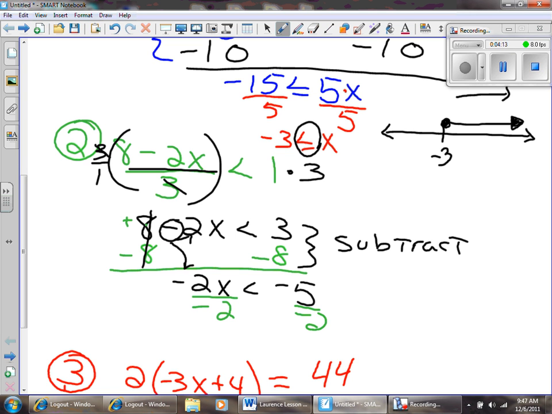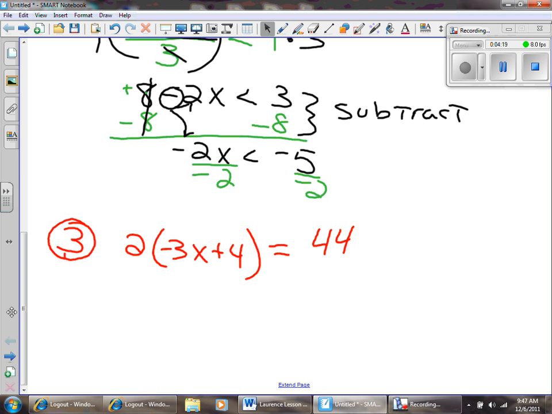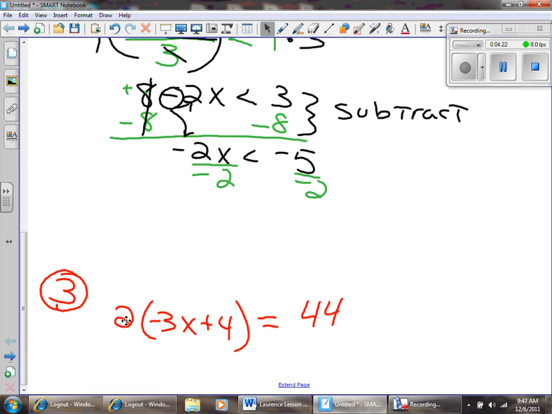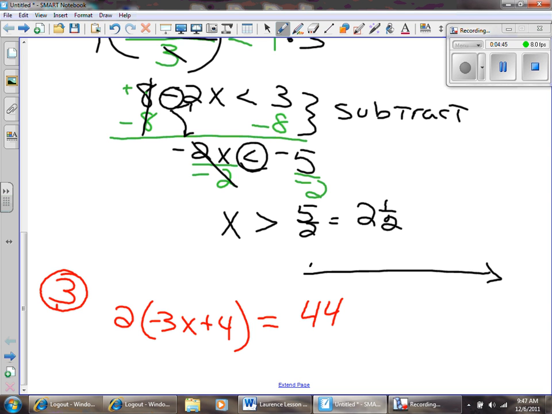When I do that, I am running out of room again. Mr. Lawrence needs to space a little better. Okay, when I do that, I will get x. This guy must flip because I divided by a negative. And I will get 5 over 2, which will simplify to 2.5. All right, on a number line, what would that look like? Well, 2.5 would be over here. It will be an open circle. And I need the numbers greater than 2.5. Well, those would be to the right.